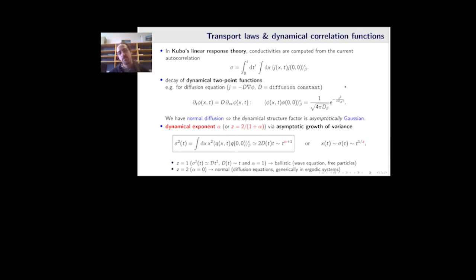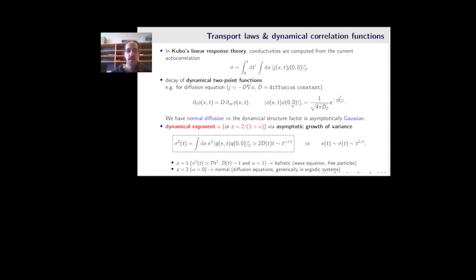But on top of that, transport, or let's say normal transport, by which I mean diffusion, requires a little bit more. So let me also remind you of the diffusion equation for a second, because that's what by definition the diffusion law represents. So it's this simple linear PDE, which you can explicitly solve, and you can represent the dynamical two-point functions of a field phi, and it will be a Gaussian. It will spread as a Gaussian.